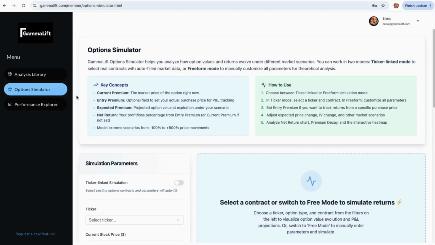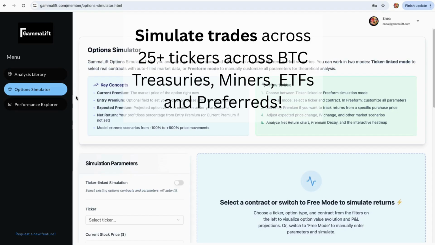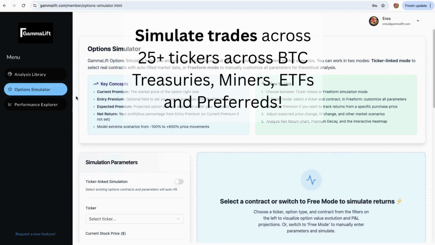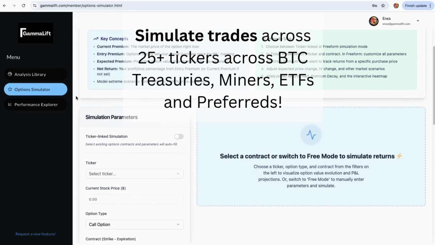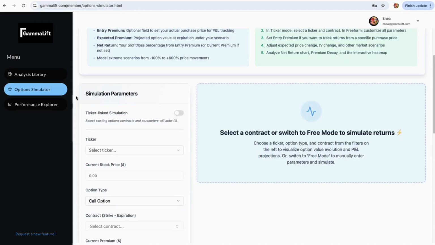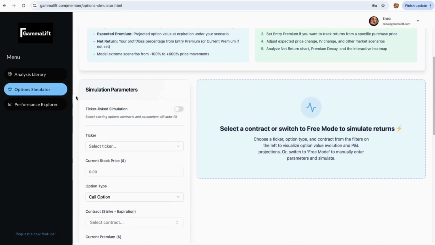This is a tool that is built to help anybody investing in Bitcoin options, from IBIT to treasuries to miners, set realistic expectations by testing their trades with their own assumptions. So, simulating the returns of a specific trade.